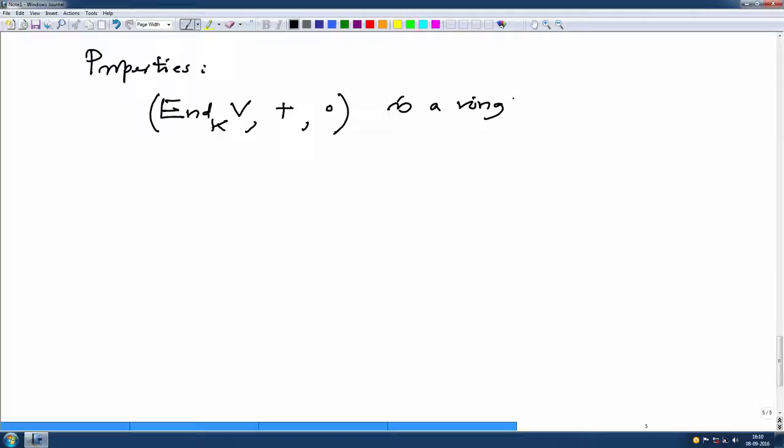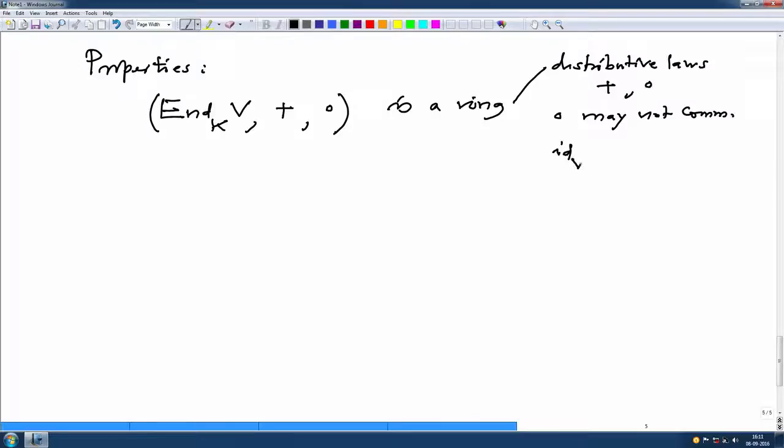Remember, we have to check several things here which I am not going to check. One, the distributive laws, which connect plus and composition, and now this composition may not be commutative. In fact, most often it is not commutative. So, we have to check really two distributive laws, left distributive law and a right distributive law, and also the existence of identity. So, identity map of V is clearly K linear and is the neutral element for the composition. So all this together it forms a ring.